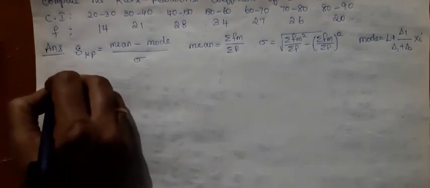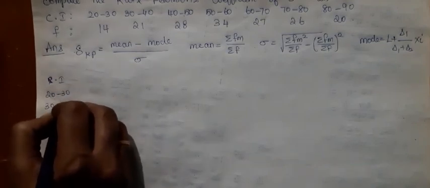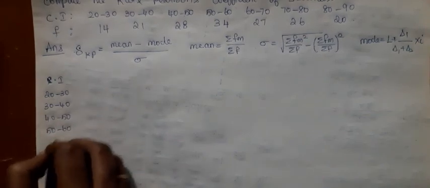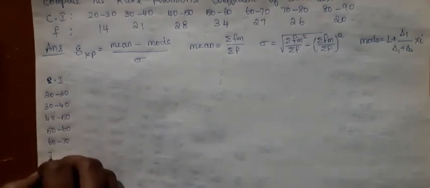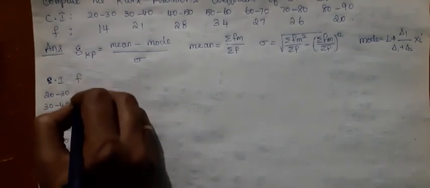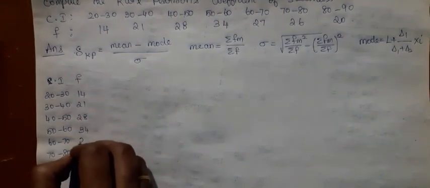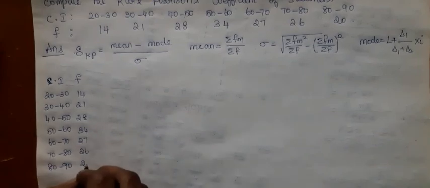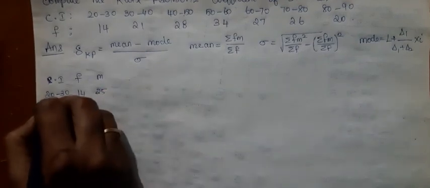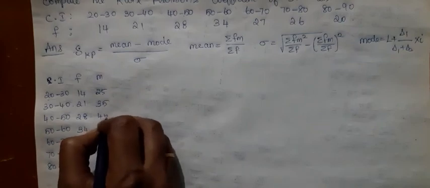Let us write the class intervals in the first column: 20 to 30, 30 to 40, 40 to 50, 50 to 60, 60 to 70, 70 to 80, 80 to 90. The frequencies are 14, 21, 28, 34, 27, 26 and 20. Let us compute the midpoints: 20 plus 30 divided by 2, 30 plus 40 divided by 2, and so on.